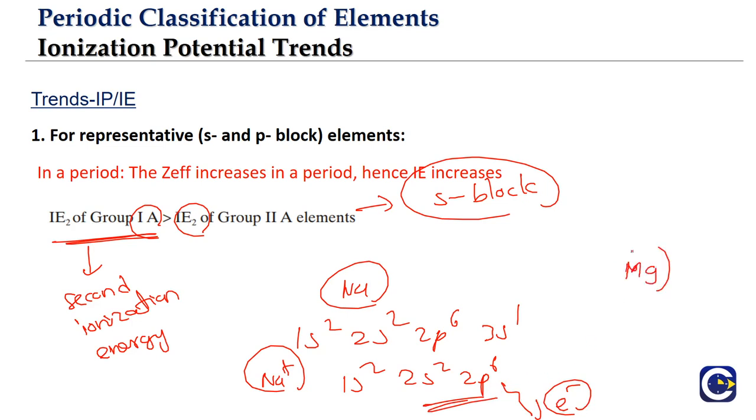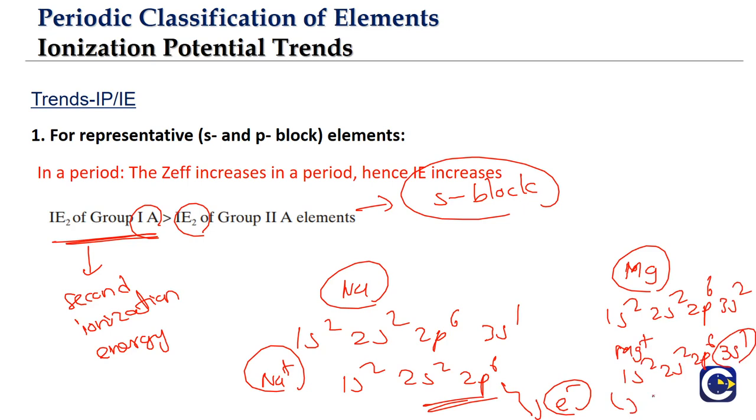Whereas in case of magnesium, let us talk about the same period. Magnesium is 1s2, 2s2, 2p6, 3s2. After removing one electron, we form Mg+. Mg+ is 1s2, 2s2, 2p6, 3s1. Still there is one electron. If you remove this, we will come to the most stable Mg2+. Mg2+ will be 1s2, 2s2, 2p6.